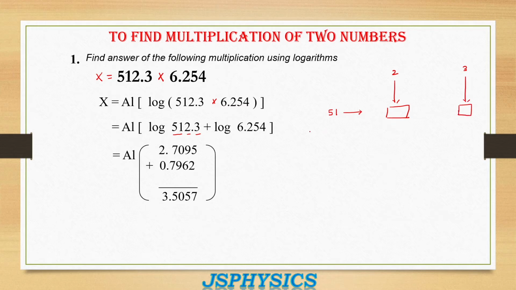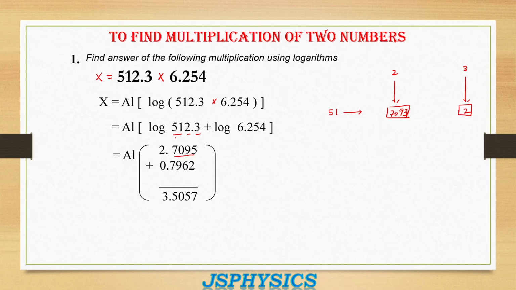So open the log tables and find out the number written in the row of 51 under the column of 2. You'll see that this number is 7093, and the mean difference column of 3 contains the number 2 in the same row. So we have to add this to 7093 plus 2. That will give me the answer 7095. This is the mantissa for the given number.